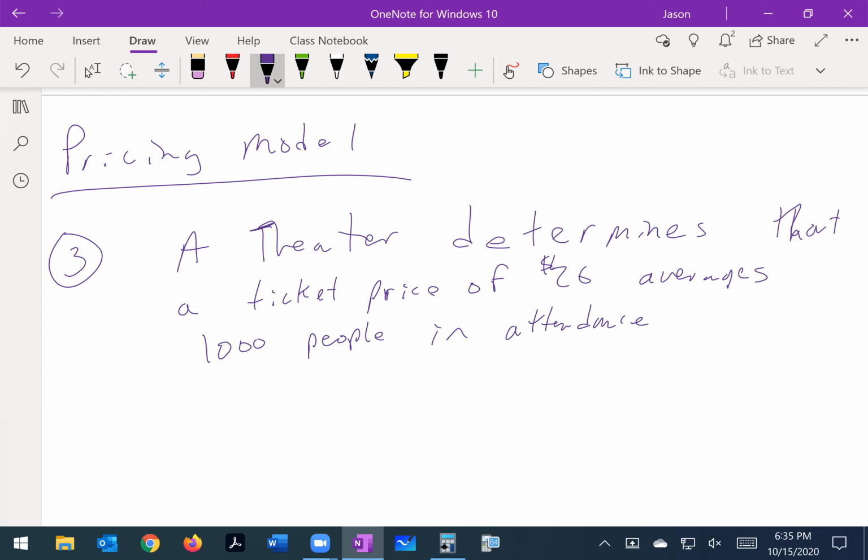Okay, so you're charging 26. That's a pretty pricey ticket. Maybe this is not a movie theater. Maybe it's the theater where people go see plays and stuff. You know, maybe it's like the theater instead of the movies. So.